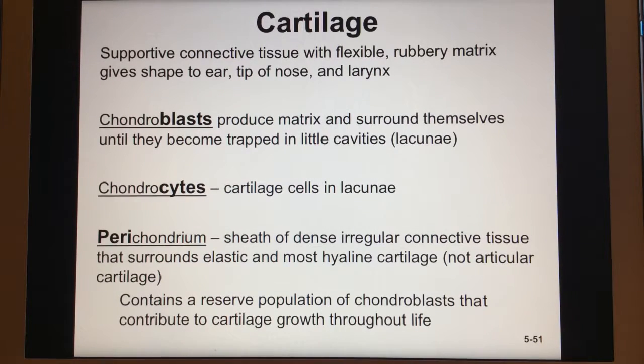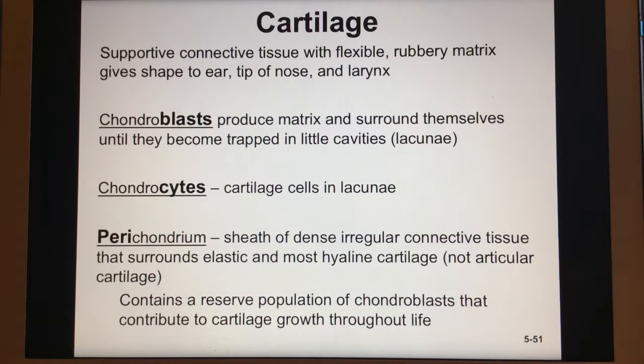This video will include the rest of the connective tissue. Cartilage is a supportive connective tissue that has a flexible rubbery matrix. You can think about places in your body that you know you have cartilage: your ear, tip of your nose, and your larynx.